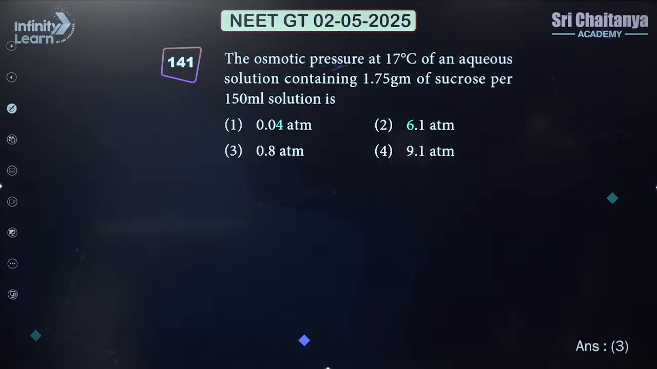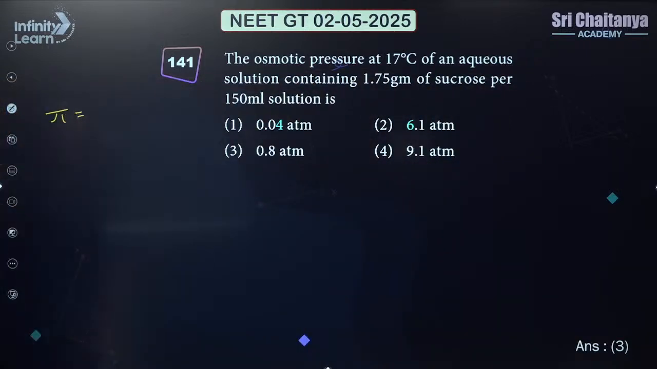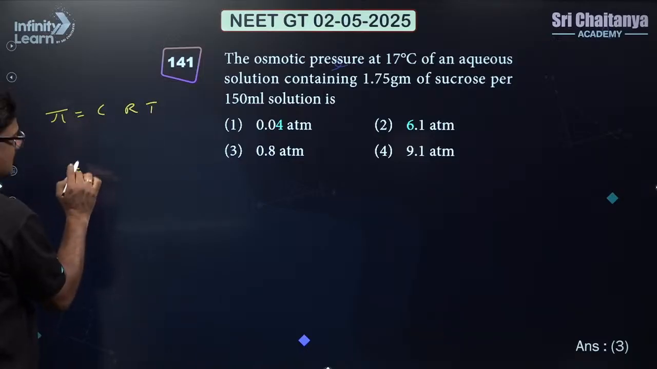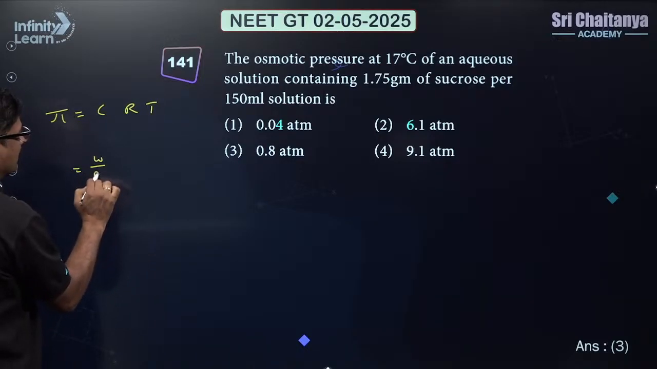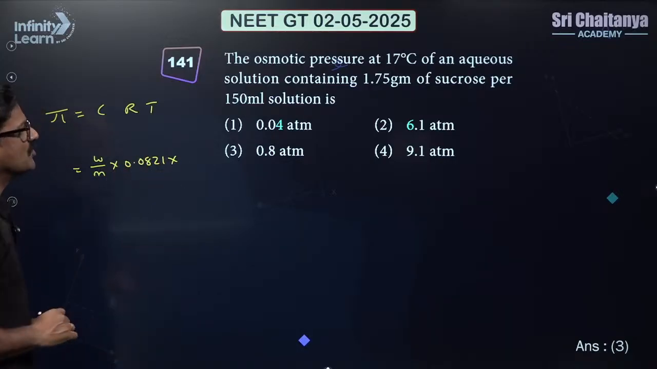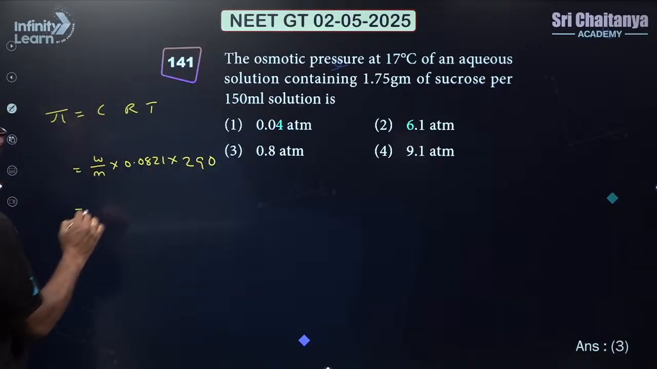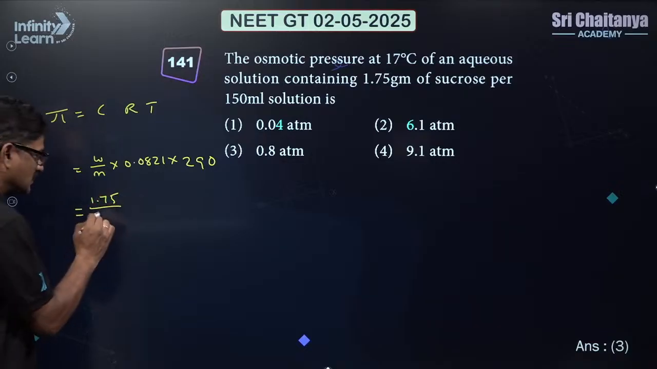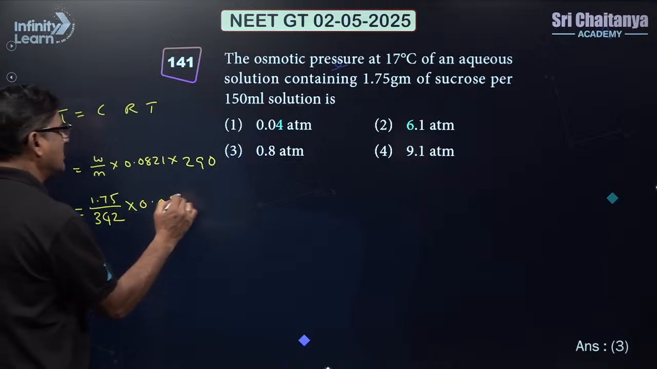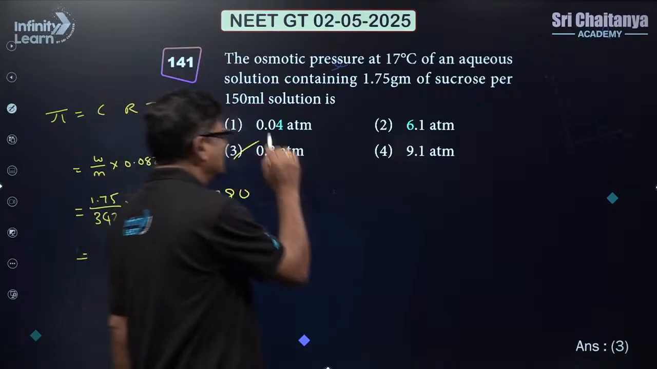Fantastic. Now the osmotic pressure: pi is equal to CRT, sucrose, i value is equal to 1. C stands for molarity, weight by molecular weight, times 0.0821 into temperature, which is 17 degrees centigrade, 290 Kelvin. So weight is given as how much? 1.75 gram. Sucrose 342, into 0.0821 into 290. So that is going to be the answer. So answer 3 is the correct answer.